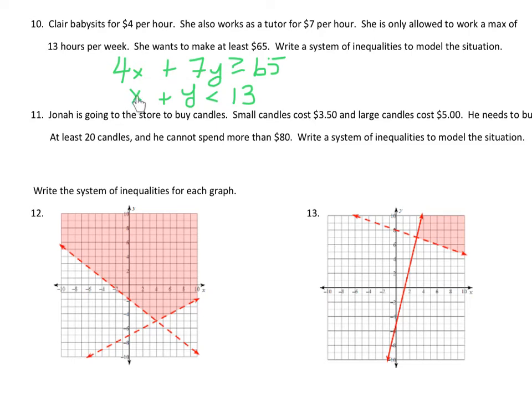So she can only work so many hours at X, so many hours at Y. The most she can work is 13 hours. She can't work more than 13 hours. So this needs to be X plus Y is less than or equal to 13. I forgot the equal to here. So X plus Y is less than or equal to 13.